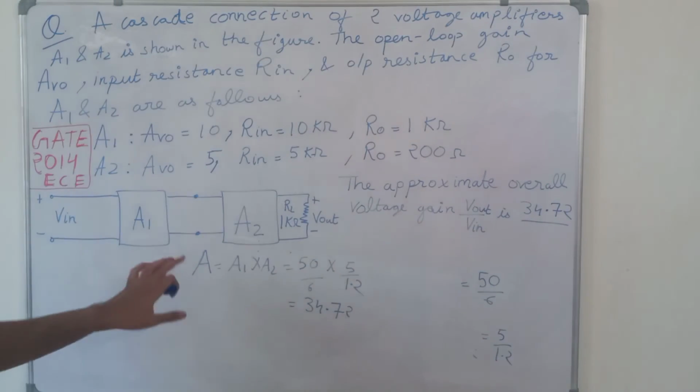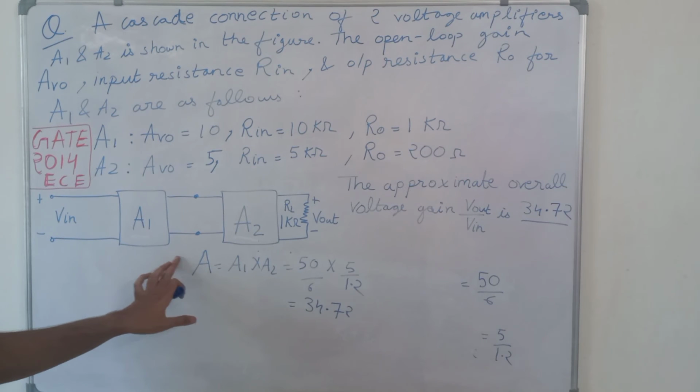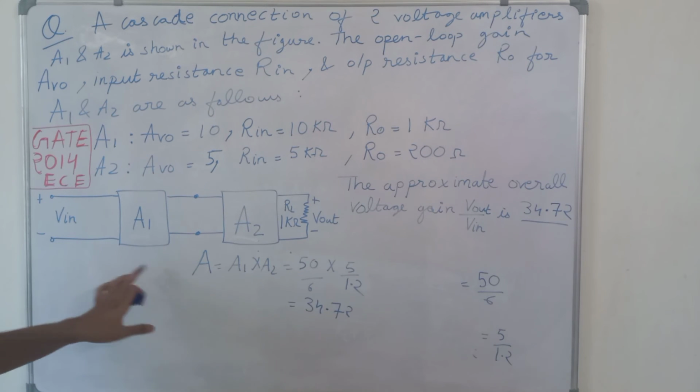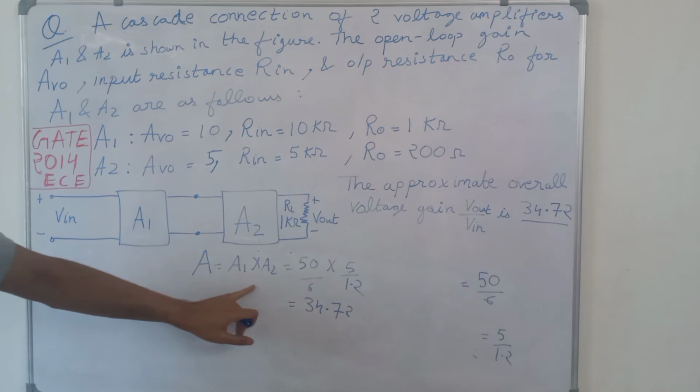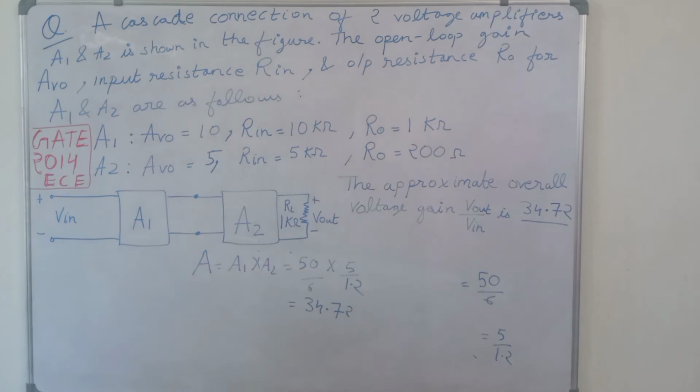What we did was we found out the individual voltage gain of each stage and then multiplied both the voltage gains to get the overall voltage gain, because they were connected in cascade. So this was a very easy question from GATE 2014 electronics branch, and I have solved other GATE questions also.